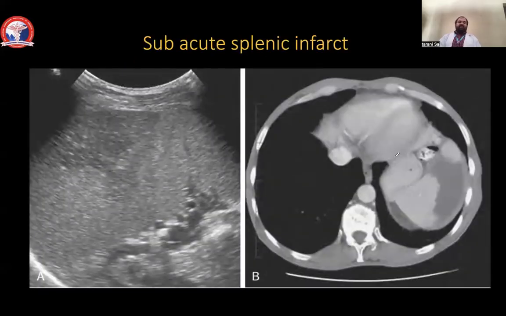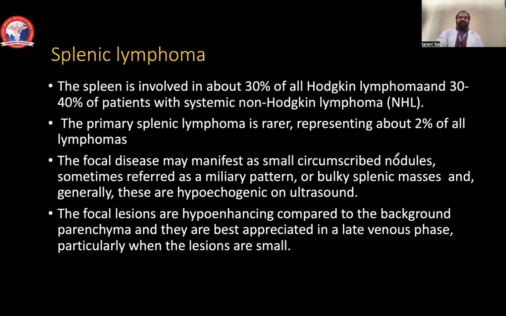This is a longitudinal ultrasound image of the spleen showing a wedge-shaped hypoechoic area noted in the periphery of the spleen. The same is seen on the CT, which is seen as a non-enhancing area.